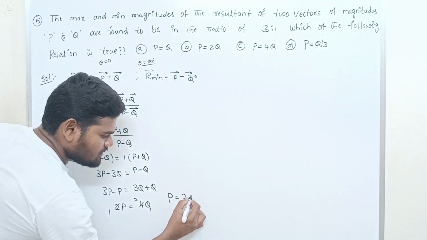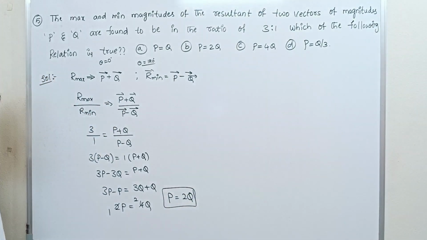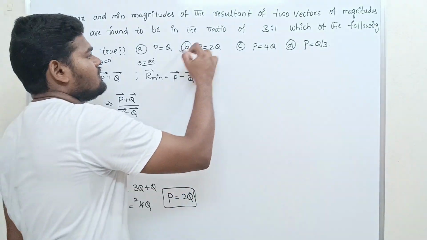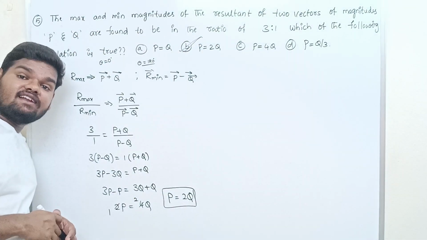So P is equals to how much more? 2Q. So this is the relation between P and Q. So where is the option? Option B is the correct option. Right? Any difficulty is there?